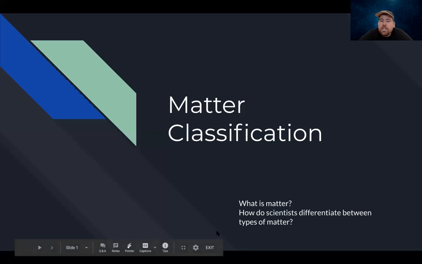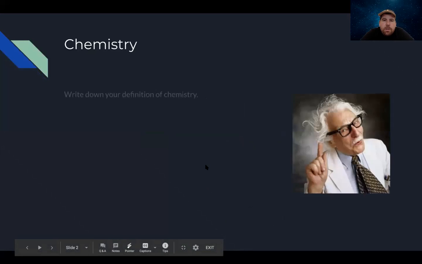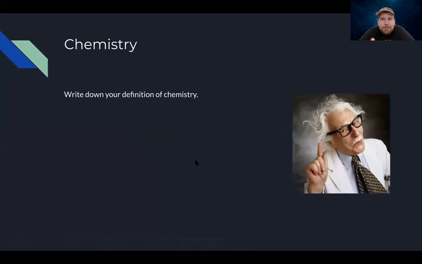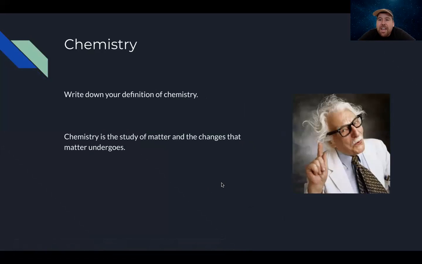We're going to check out, once again, matter classification. What is matter and how do scientists differentiate between different types of matter? First off, I really want to make sure we understand what is chemistry. What are we trying to study in this class? If the opening slide wasn't a good hint, take a second here and try to write your definition of chemistry down. You could pause the video if you want, but chemistry specifically is the study of matter, the study of stuff, things, and specifically the changes that matter undergoes.